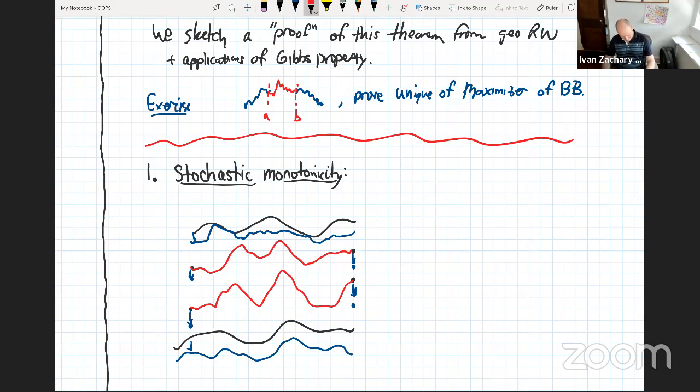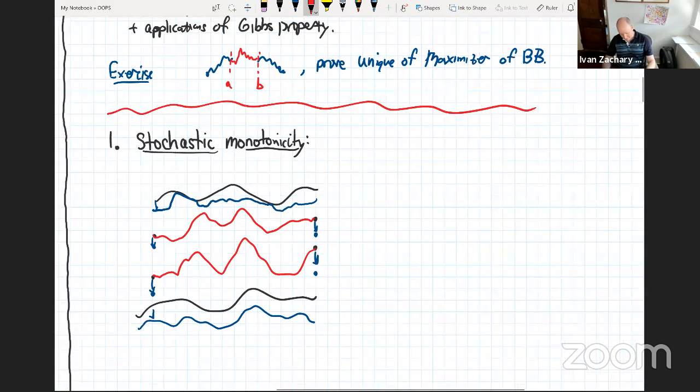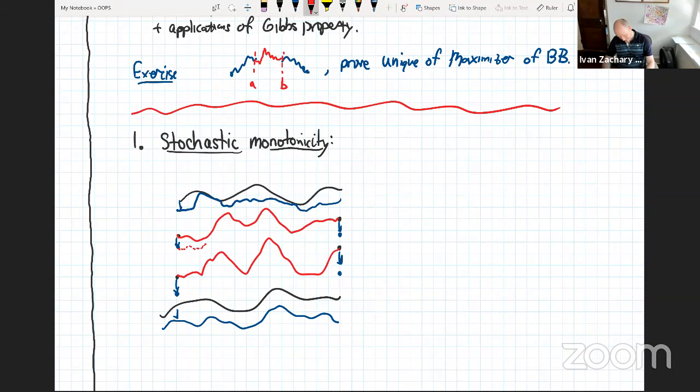And the claim is that there exists a coupling, so that if the boundary data is coupled monotonically, so the black sits above the blue, then the same will hold true of the law of the non-intersecting Brownian bridge measure. In other words, you can construct them on the same probability space in which you have almost surely the first set of Brownian bridges sitting above the second set. Let me just draw the second set as dotted trajectories. And the point is that these drop down.